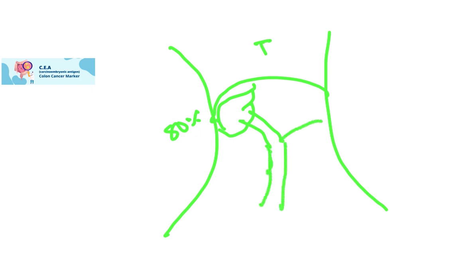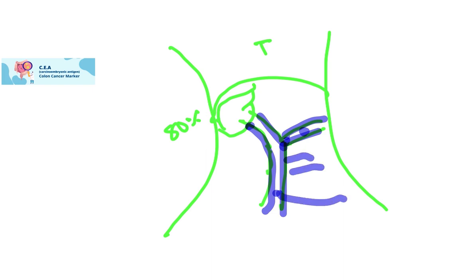Suppose this is a human, this part is the thorax and the lower part is the abdomen, and here the liver is present. The liver receives 80% of its blood supply from the intestine by the portal system. The portal vein is formed by the splenic vein and the superior mesenteric vein, and they drain almost all of the blood from the abdomen into the liver. That means a cancer cell from the colon or from an intra-abdominal organ first goes to the liver, and first metastasis occurs in the liver.